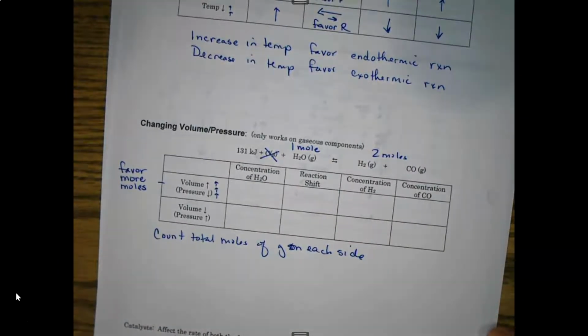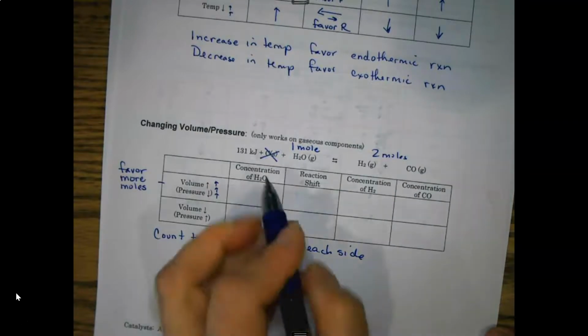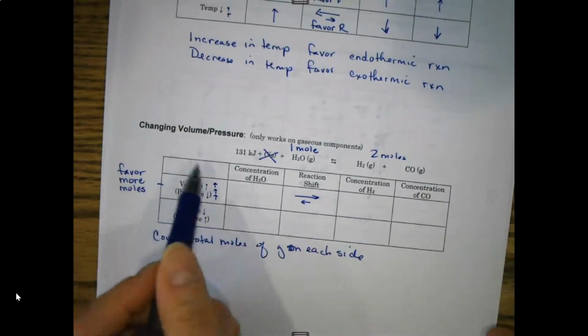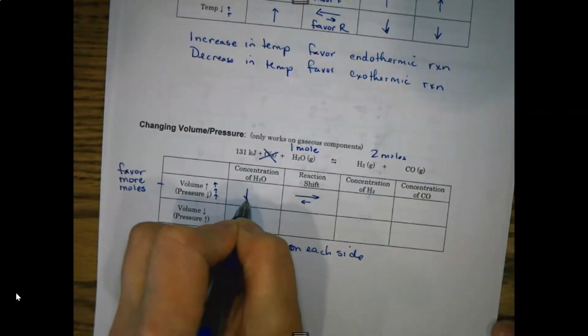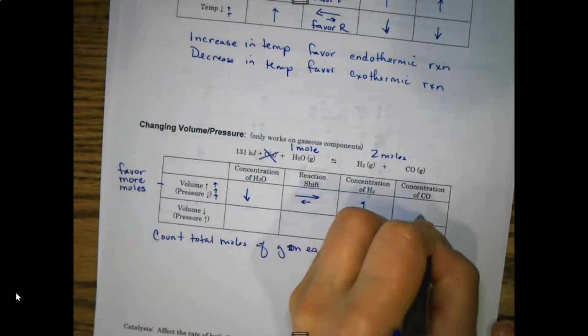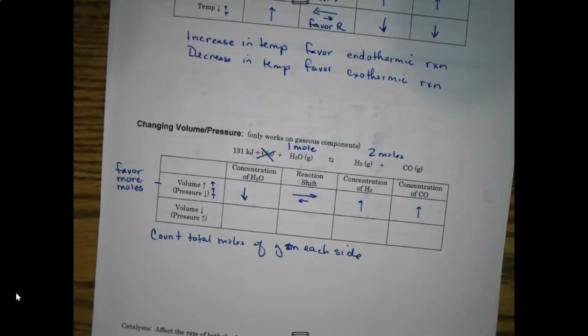So in this case, what side has more moles? Well, the right side. So I'm going to shift towards the right. The reaction in the forward direction is going to go faster because that's going to increase the number of collisions that I have. So what's going to happen to H2O? It's going down. H2 and CO are going to be going up. Okay, but you're looking at the number of moles in order to decide.